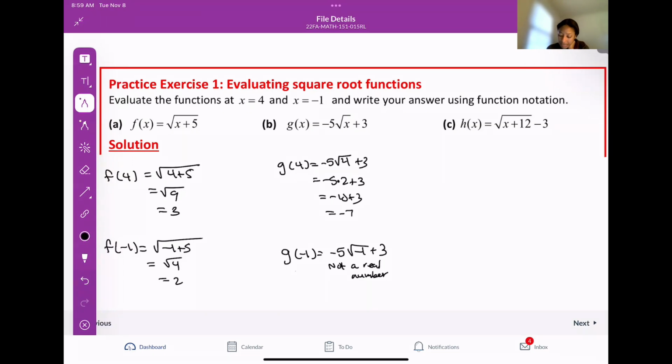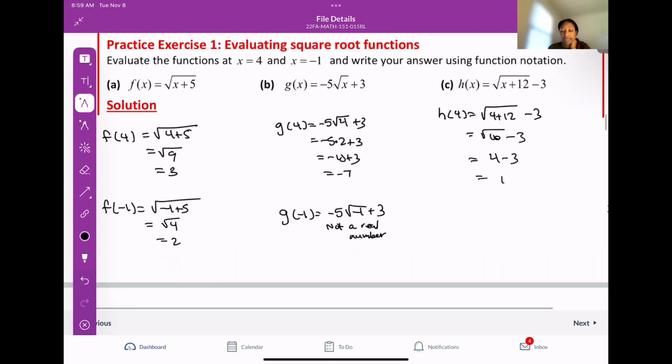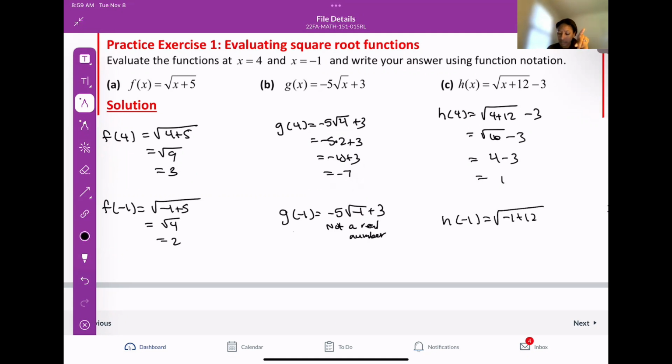And finally, for part C, h of 4 is the square root of 4 plus 12 minus 3. That's the square root of 16 minus 3. The square root of 16 is 4, and 4 minus 3 is 1. Okay, and last one, h of -1 would be the square root of -1 plus 12. Doesn't simplify nicely, but that's okay. Minus 3. That's the square root of 11 minus 3. And the square root of 11 is not a whole number, so we can't simplify that anymore. We'll just leave it like this in radical form.